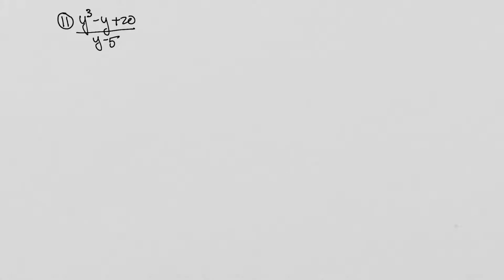When I set this problem up, I notice that there's a missing term here. There's no y squared term. So I'm going to make room for that when I set it up, and you'll see why. We'll have y minus 5 into y cubed plus, now there's no y squared, so I'm going to put a term in there. I have 0 y squareds, and you'll see why we do this in just a minute. Minus y plus 20.